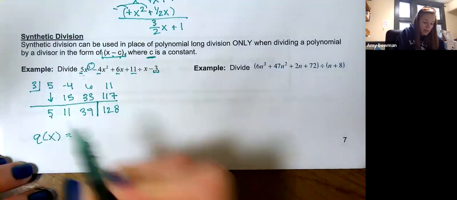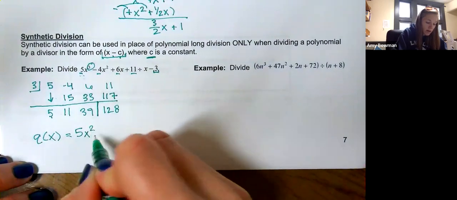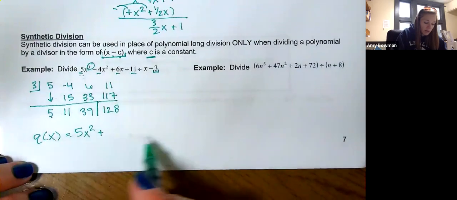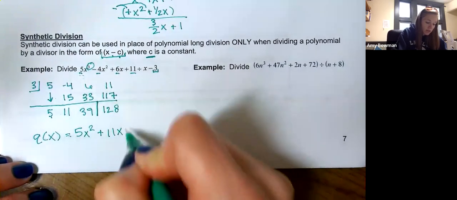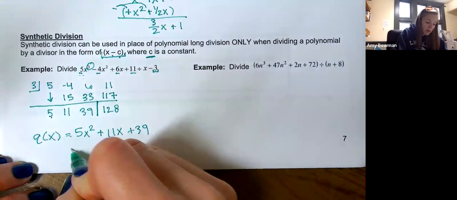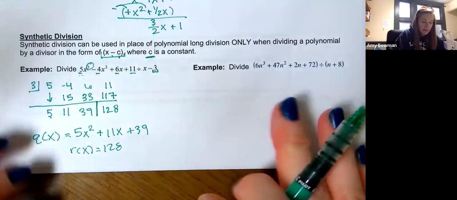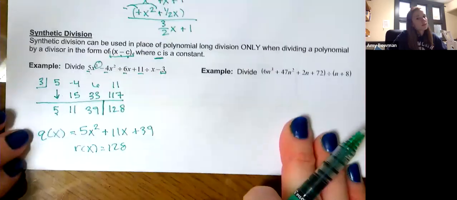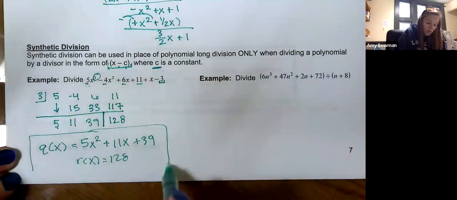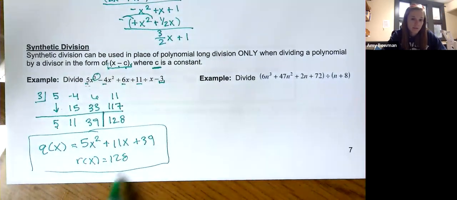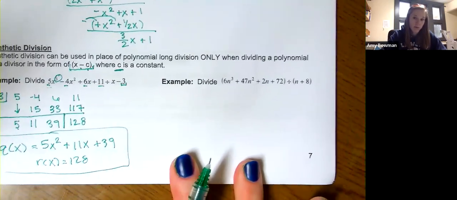So the quotient is, and then we just use our coefficients, 5, and we know this is a degree 2, so 5x squared. And then the rest of the terms go in descending order of powers of x. So plus 11x, plus 39, remainder 128. So a lot less writing than the polynomial long division, and a good useful shortcut when you're dividing by linear divisors. Let's do one more and then we'll practice both of these.